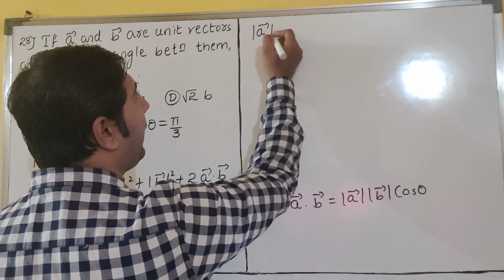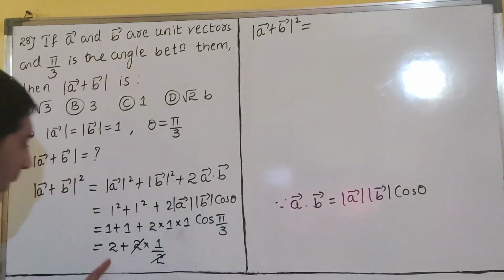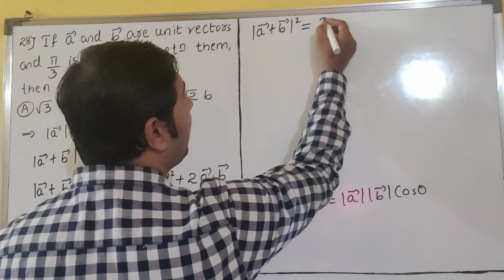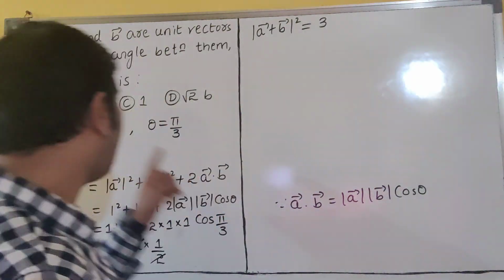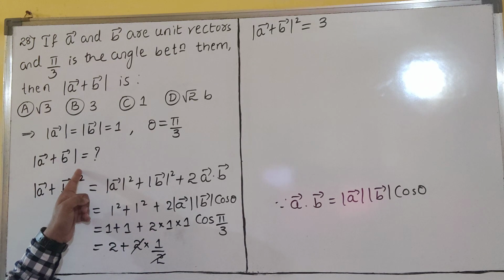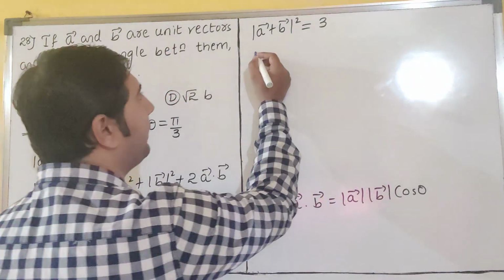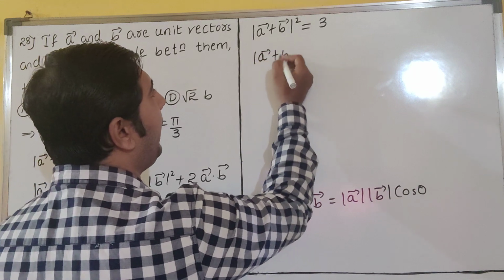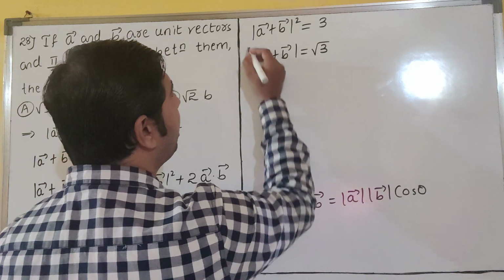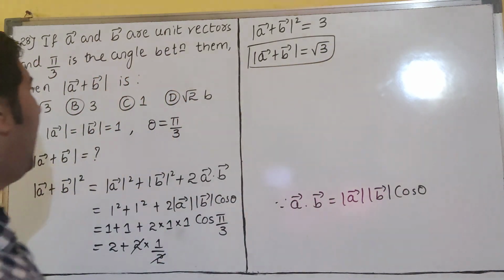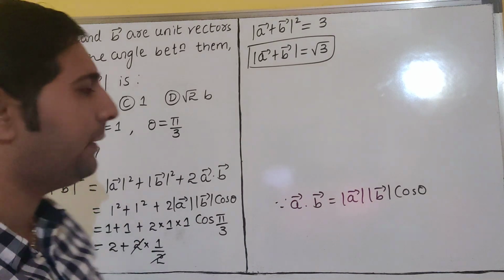See, magnitude of A plus B whole square is equal to how much? 2 plus 1 is 3, dear students. I don't want this square answer. But they had asked only this much, so I have to find it; the square is not required. Send the square to this side, dear students. So the magnitude of vector A plus B is square root of 3, dear students. This is the required answer. I hope it will match with option A, dear students. Please tick it as option A.